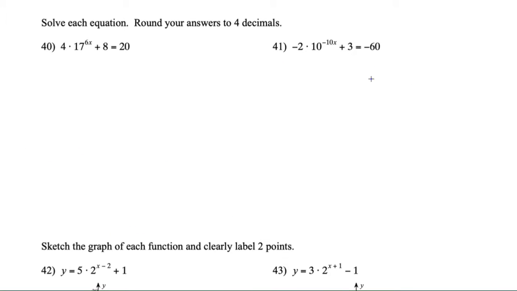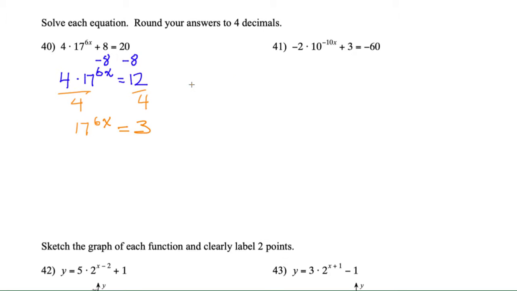So from here, I need to actually solve this thing, and I need to round. So I don't want just the log evaluating. So minus 8, just doing order of operations, reverse PEMDAS. This is now going to be 4 times 17 to the power of 6x is equal to 12. Now I'm going to divide both sides by 4. And from there, that's going to be 17 to the power of 6x is equal to 3.